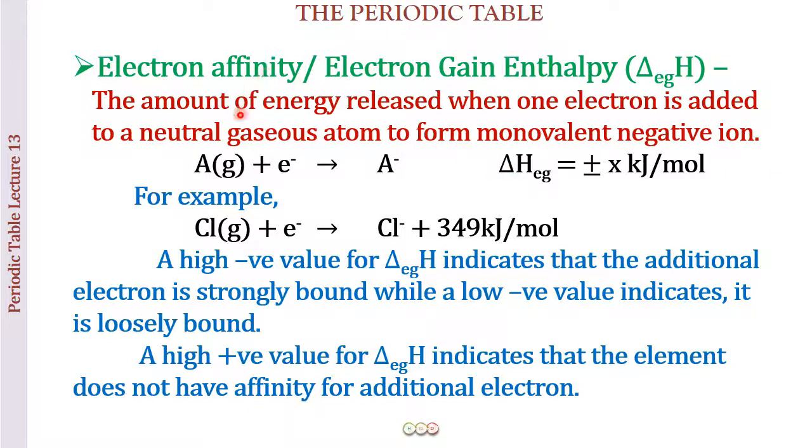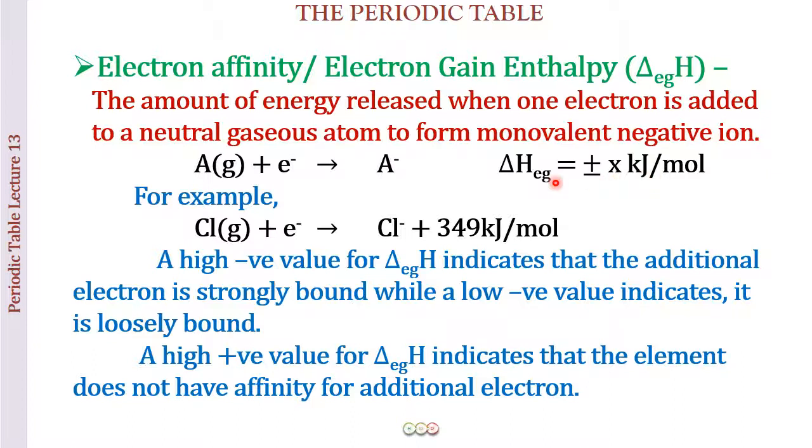Now what I said was that there is energy being released, and what you find over here is written as delta Heg is equal to plus minus x kilojoule per mole. So first of all, this delta Heg means the enthalpy change for eg, that is electron gain. Next we have this kilojoule per mole. So this unit is again signifying that there is something related to energy.